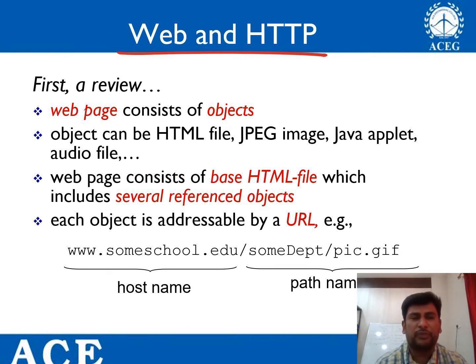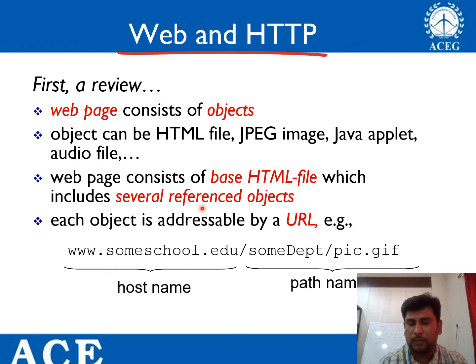So any web page basically consists of a number of objects. Now, what do you mean by an object in a web page? So the object can be an HTML file, a JPEG image, or a Java applet, or an audio file. You look at any website, try to click on it and try to observe the HTML content.